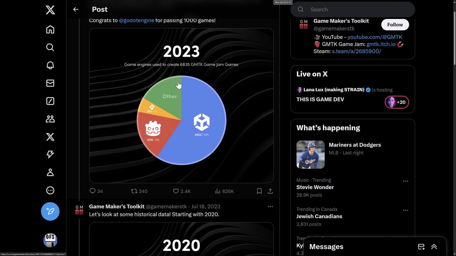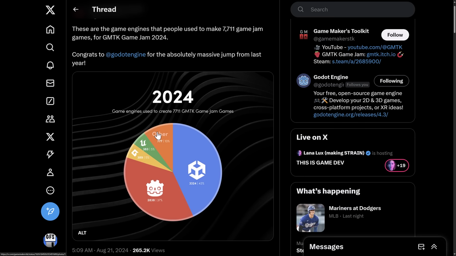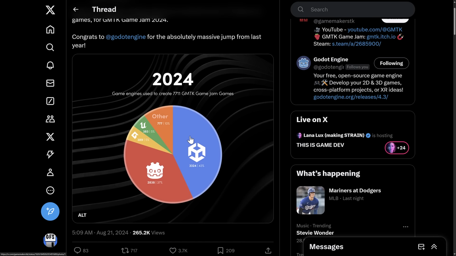And that leads us to today. Now, what you saw is fairly linear growth. You can definitely see Godot picking up a little bit of momentum here in 2023, but let's see what 2024 has to show. Boom! That is a lot of growth.